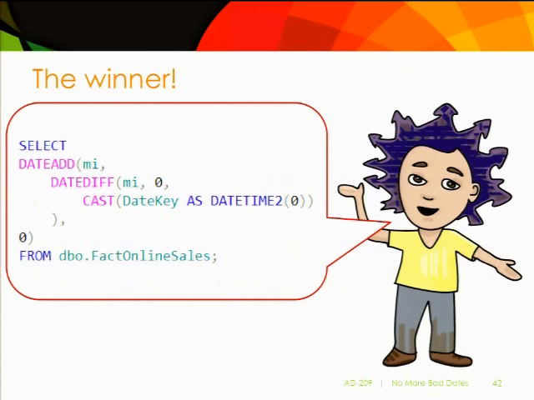Here's the detail on the one that was the fastest. Essentially, you figure out with date diff how many minutes it has been since 0, or the beginning of time, and then you use date add. So you're subtracting and adding the minutes from the beginning of time. And that's super smoking fast.